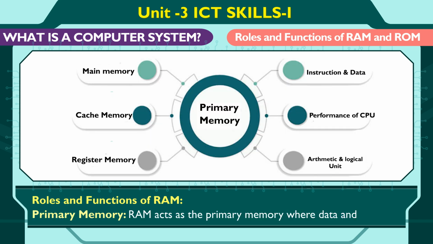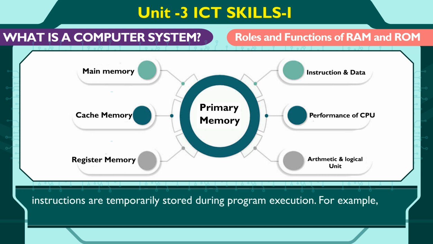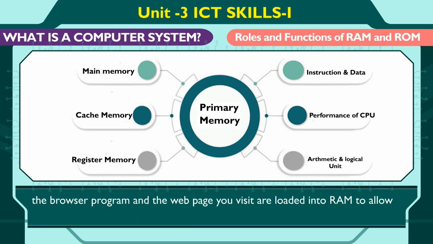Primary memory. RAM acts as the primary memory where data and instructions are temporarily stored during program execution. For example, when you open a web browser, the browser program and the web page you visit are loaded into RAM to allow the processor to access them quickly.